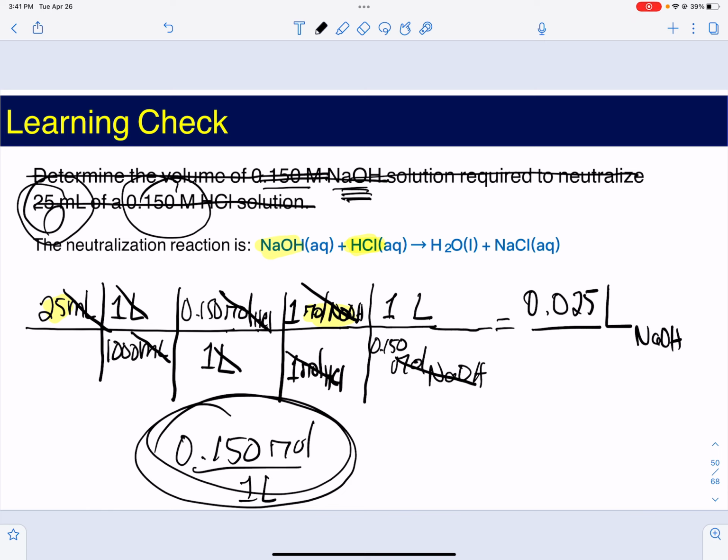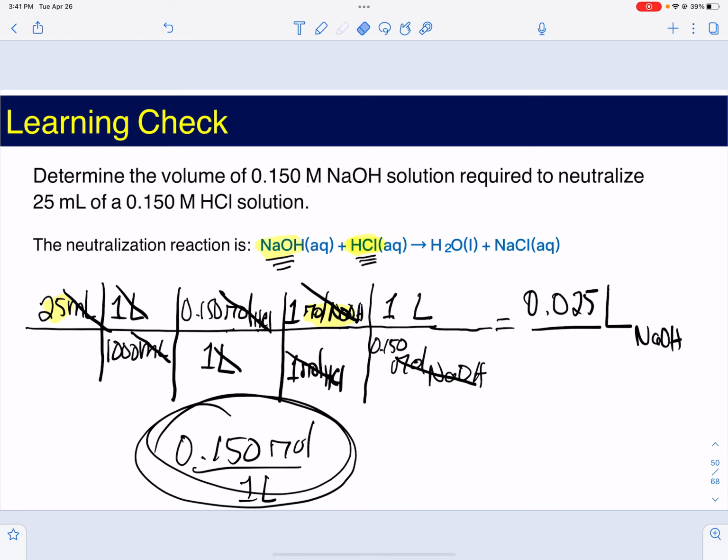So let's reevaluate what we did. Given a balanced equation, I can relate the moles of NaOH to the moles of HCl. So if I'm looking for something with NaOH, I need the moles of HCl. I was given the concentration of HCl, and I was given the volume. And as you already learned on one of the previous recordings, if you have the molarity and you have the volume, you can find the moles. So that allows us to find the moles of HCl.